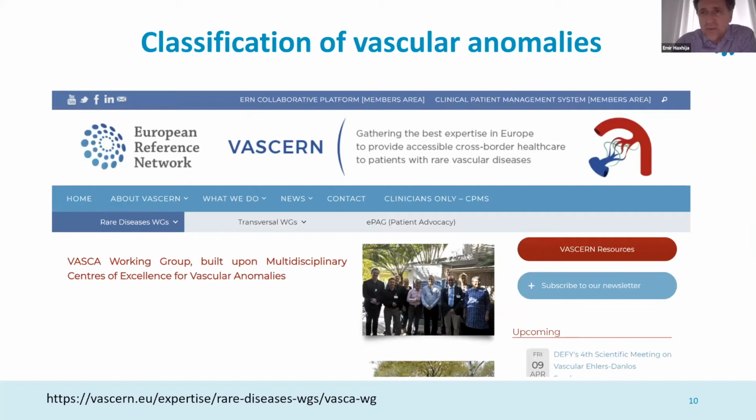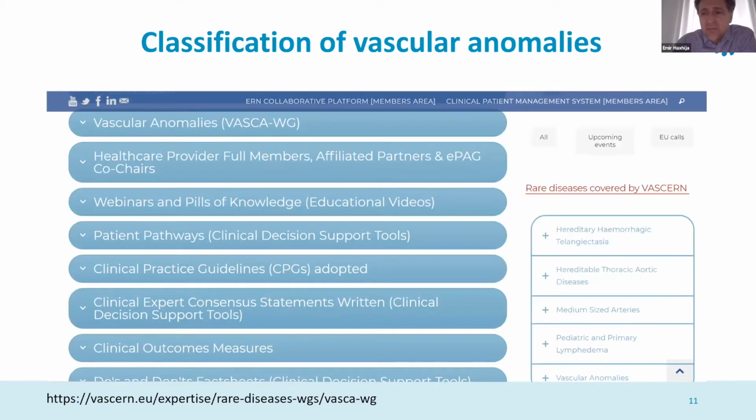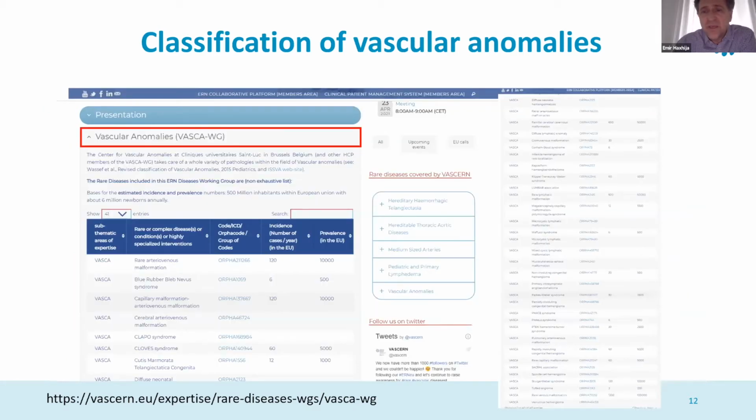But before I go into this, I would like to come back to the VASCERN website and the part of the VASCA working group we are involved in. There is a lot of important information you can get from our website, among others information about the rare vascular anomalies we deal with. You can see the incidence and the prevalence of a particular anomaly in the European Union.